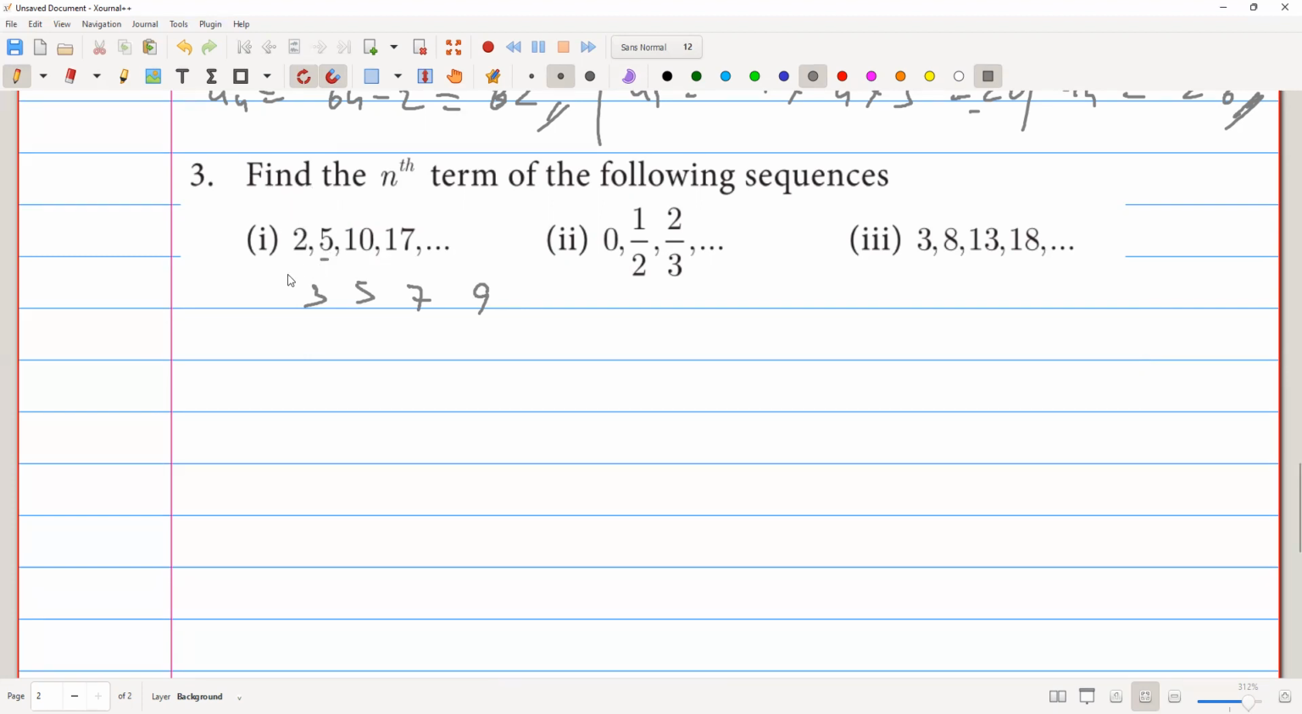What is 1 square? 1. 2 square? 4. 3 square? 9. 4 square? 16. Now, is there any connection here with this sequence? Compare 2 and 1, 5 and 4, 10 and 9, 17 and 16. So n squared plus 1 can be given, isn't it?